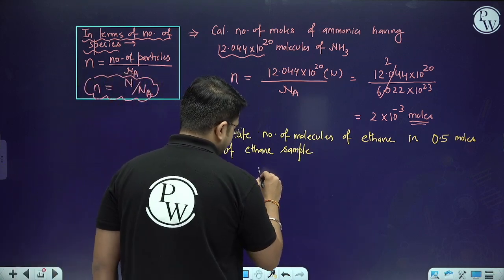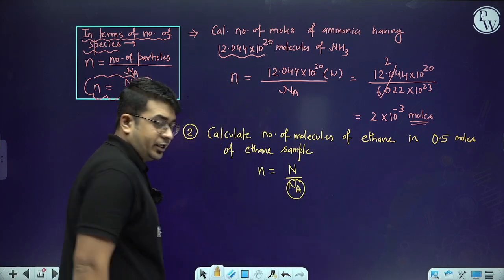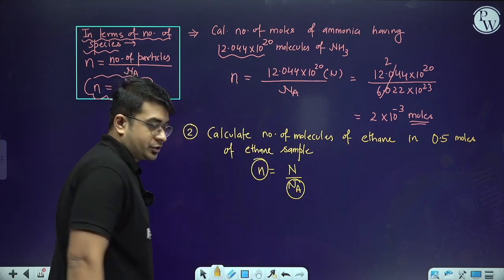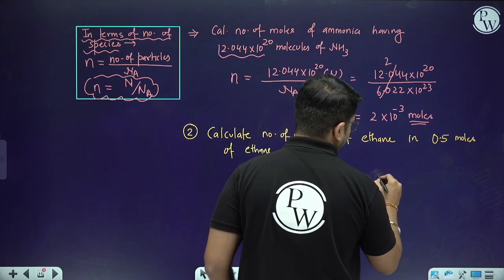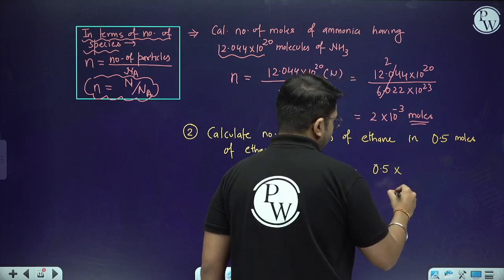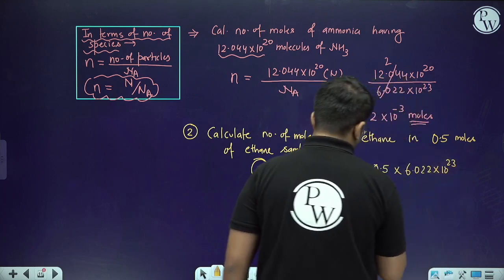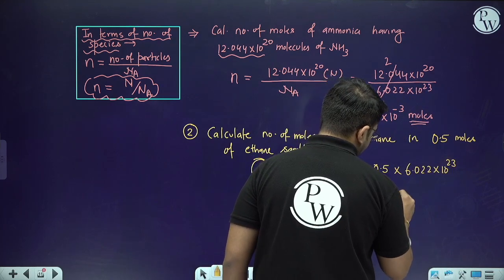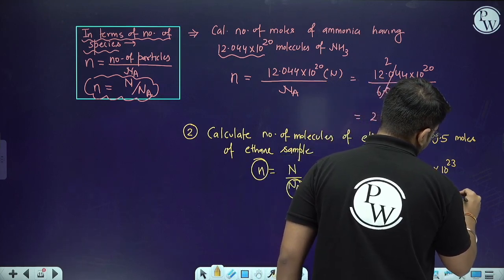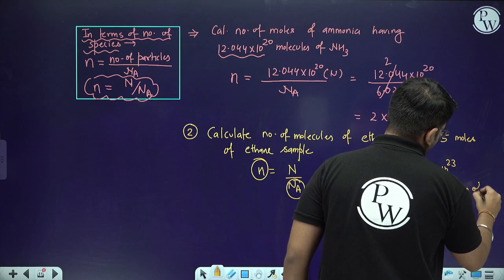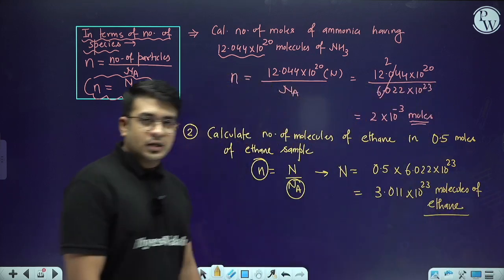So you can say that the number of moles is n upon NA. This data is already known to us. This data is given in the question, so we can calculate the n. So n will be equal to the number of moles, 0.5, multiplied by NA, which is 6.022 multiplied by 10^23. So the value will be 3.011 multiplied by 10^23 molecules of ethane. I hope this part is clear.